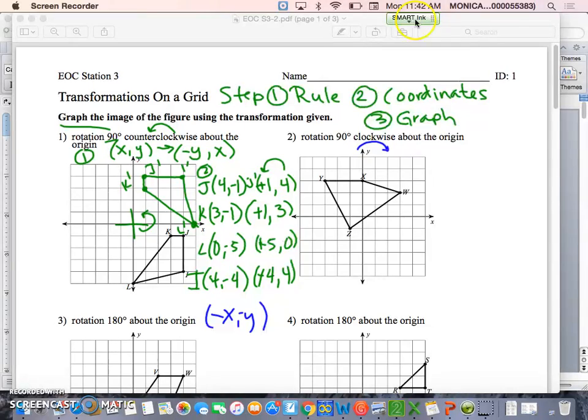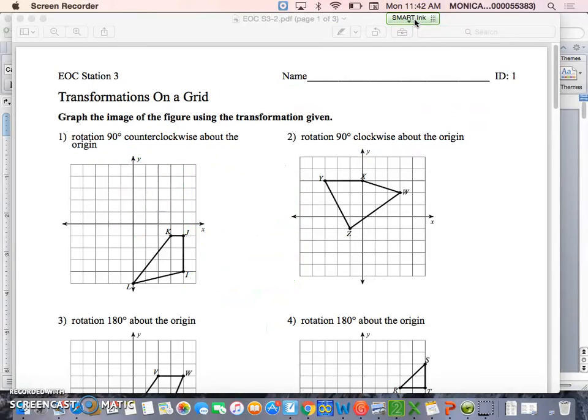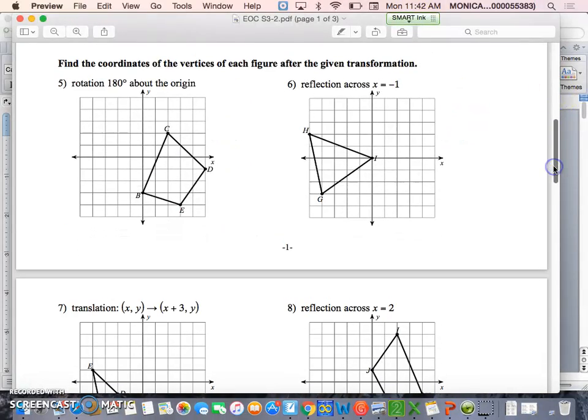All right, let's go down to number 5. That's a little bit different of a question. So for number 5, it's saying, I want to take this shape and now rotate it 180 degrees. You don't have to graph this one. All they want are the vertices, which are the coordinates. So again, step 1 is going to be to find my rule, which is -x, -y.